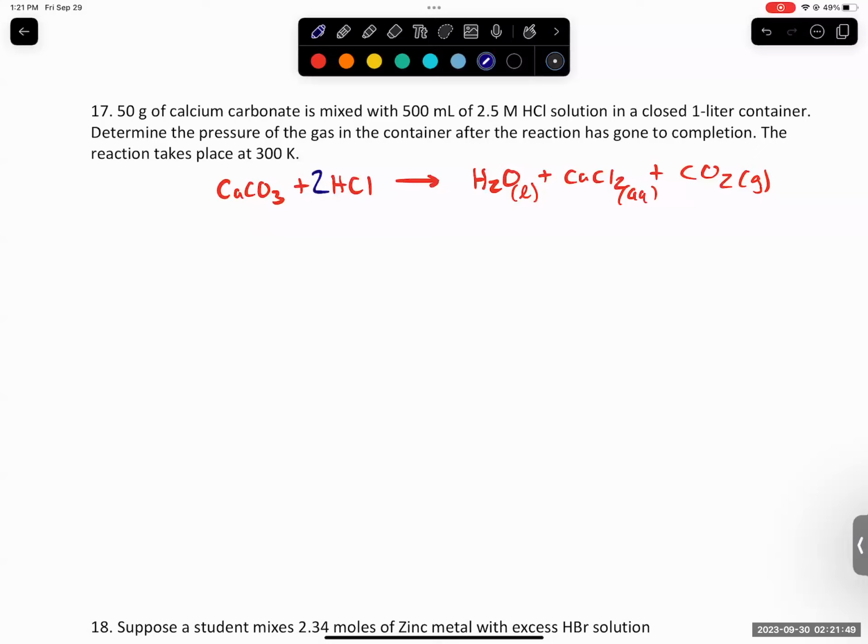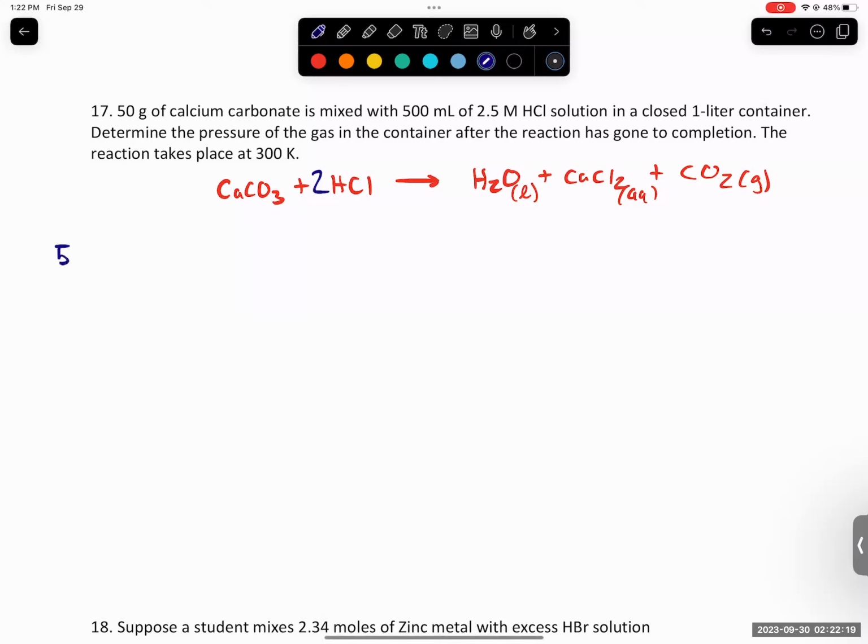So in this case, we're given the information about hydrochloric acid, right? Because we're given the volume and we're given the molarity. That means we can calculate moles of hydrochloric acid. That's something we got to start being able to see quickly: when we see volume and molarity, that's moles instantly. And then grams of calcium carbonate. Using the molar mass, we have the moles of calcium carbonate as well. So we have to figure out which one the limiting reactant is. So let's go ahead and do that.